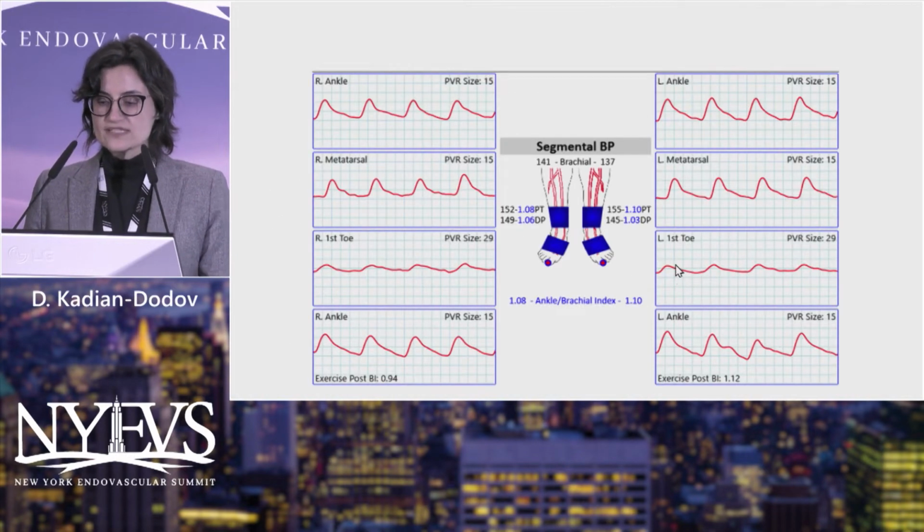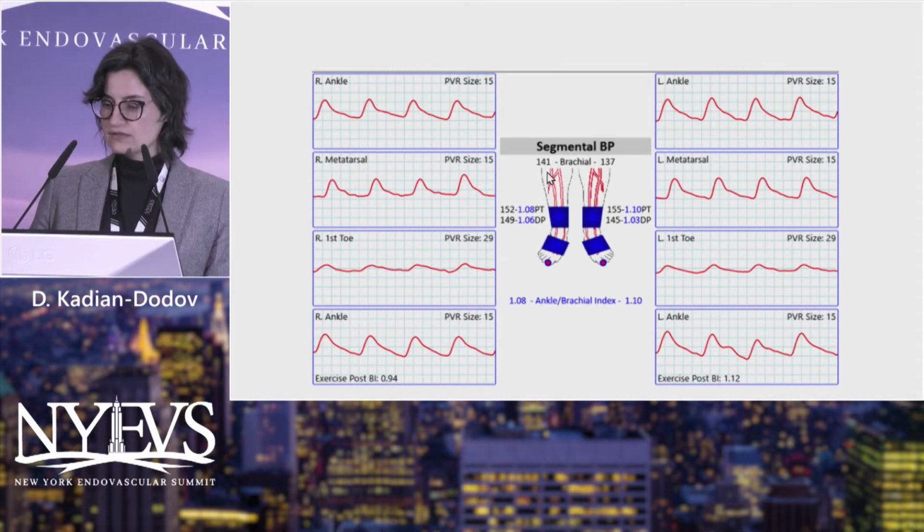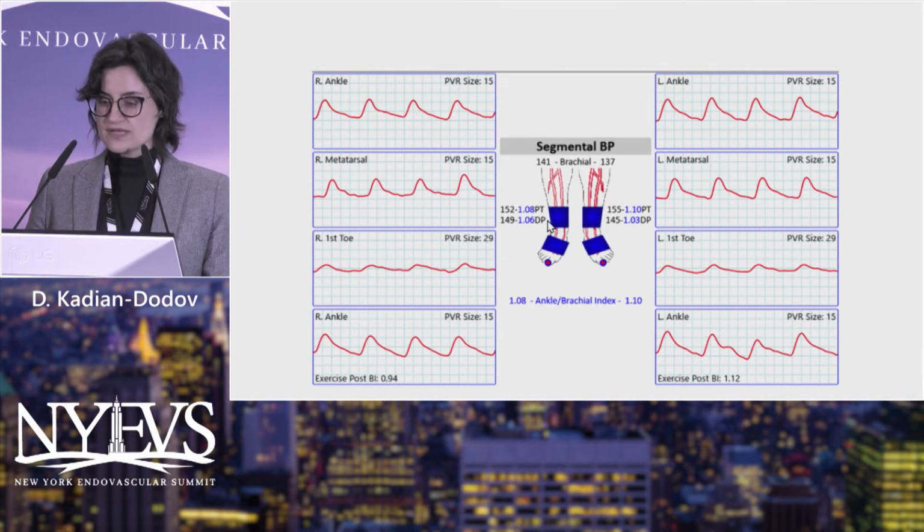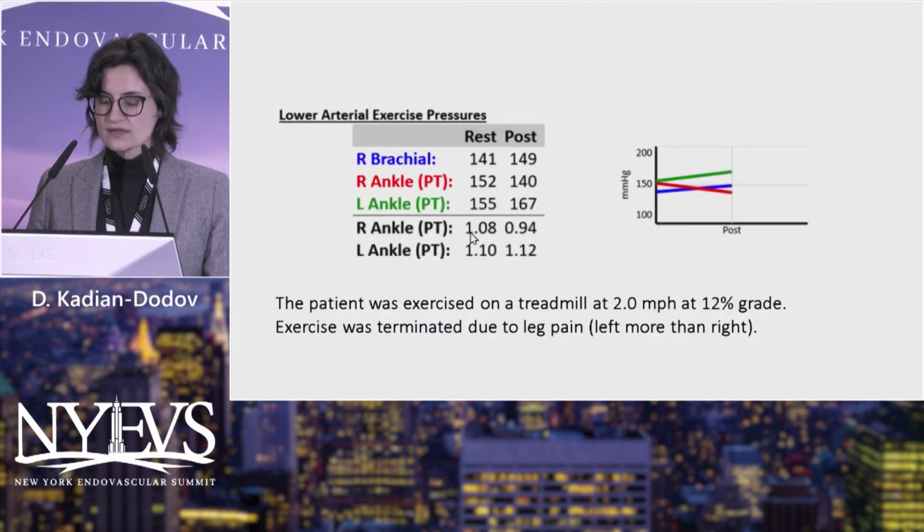Okay, so here's another example of an ABI. We've got a right brachial pressure of 141. The left is 137, so we'll use the 141. And taking the higher ABI between the PT and DP, we have 1.08 on the right and 1.1 on the left. Our waveforms are pretty decent. We've got a little dicrotic notch here on both sides.